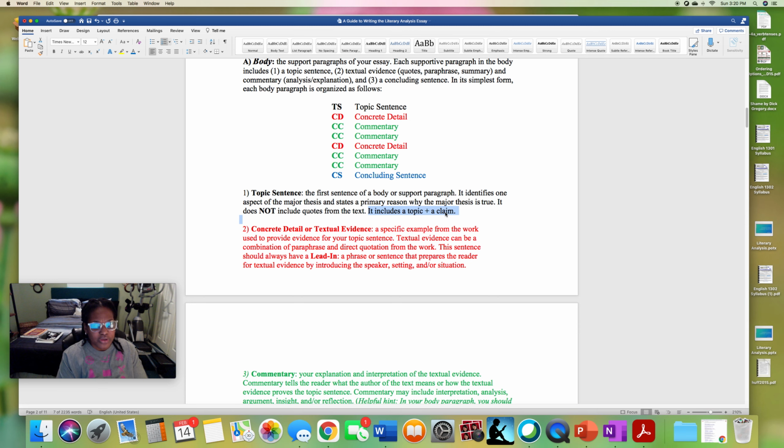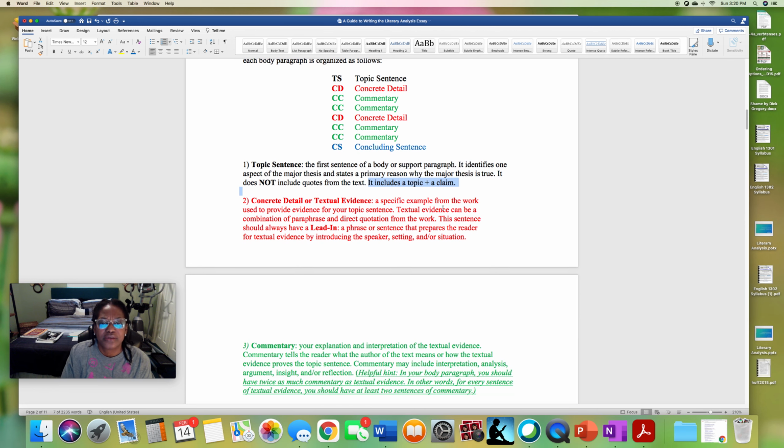Okay. After you have a topic sentence, you will include concrete details. The most important thing about the concrete details is that it comes directly from the story. It's going to be a quote. However, you don't ever just stick a quote immediately after your topic sentence. You need to have what is called a lead-in phrase or sentence that prepares the reader for the textual evidence that you're about to introduce. That can be done by summarizing what is happening in the quote or summarizing the action either that has happened before that quote or that's happening during that quote, right?